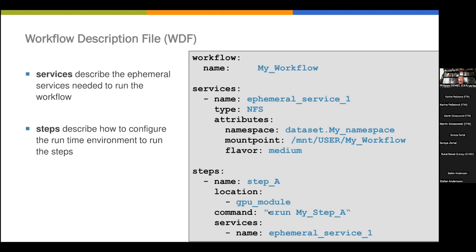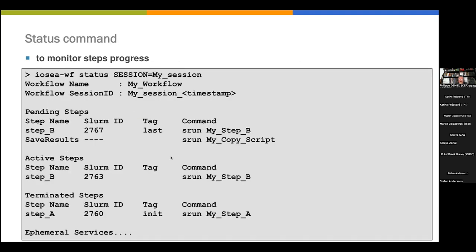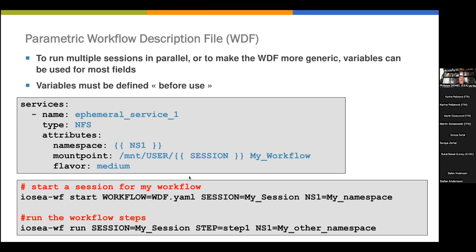So we have that first step, which is to be used on GPU module. Basically, the workflow manager will issue the srun command to send it to Slurm, and this will be done by issuing the different IOC-WF commands. Basically, this command is set up to drive the behavior of the simulation involving both the data nodes and the compute nodes, which means that by starting the workflow and running the different steps, you will not be required to use Slurm anymore. It will wrap the access to Slurm.